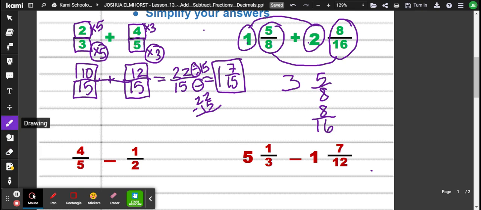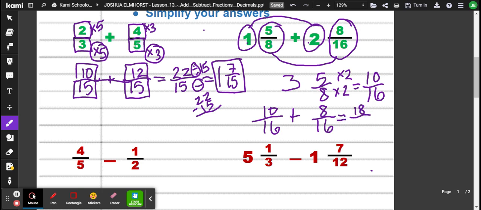8 has a multiple of 16, so we can just multiply this by 2, and that would give us 10/16. Now we can add 10/16 to 8/16, which is going to give us 18/16.